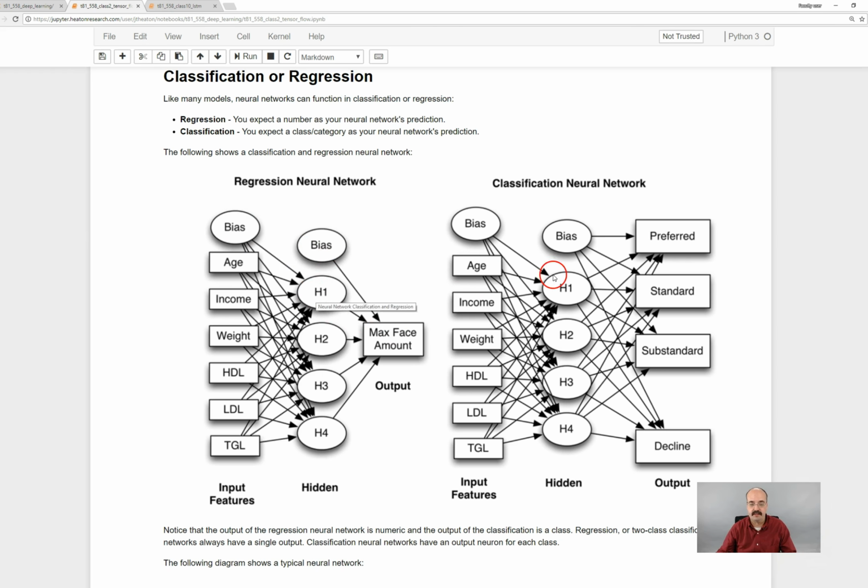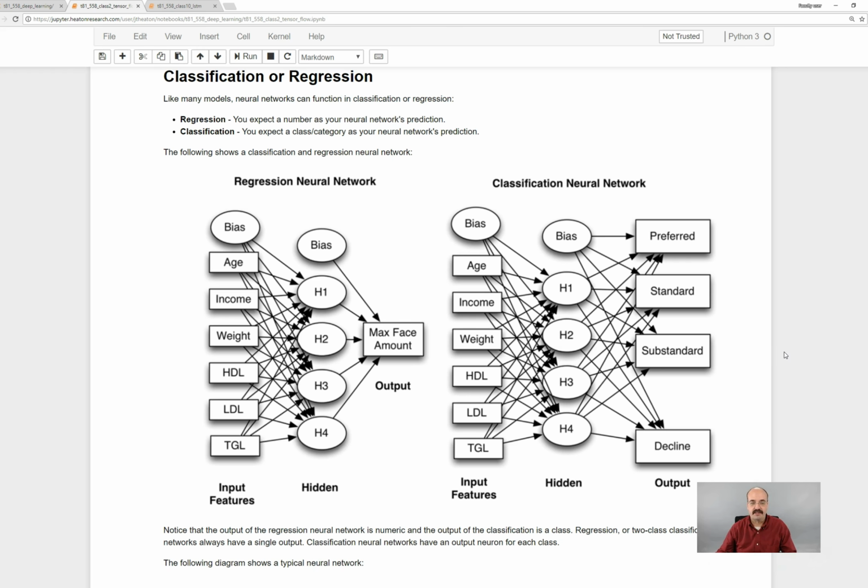Classification looks very similar. The difference comes in the output layer. We have 4 classes here that we're going to rank the person into: preferred, standard, substandard, and decline. Those are just levels that insurance companies put individuals at to determine what level of premium they're going to have. So neural networks have output neurons. If you have a regression neural network, it's usually going to be just one value. If you have a classification, it's going to be a number of output neurons equal to the number of classes that you're expecting.